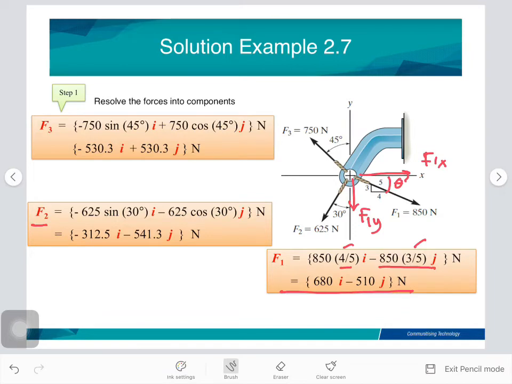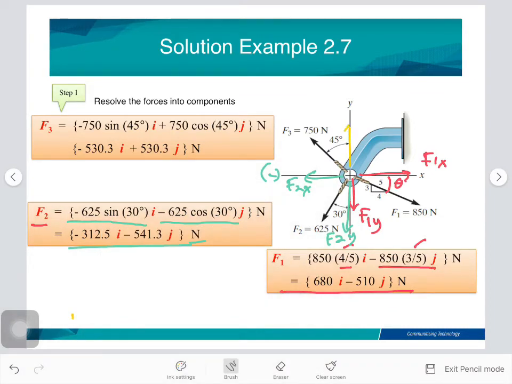So this is F2. That's what we have. So this is the F2x and this is the F2y. So here we have negative 625 sine 30, and also F2y is also negative 625 cos 30 J here. So this is the answer. So you can write F2 is equal to 312.5 I minus 541.3 J Newton.